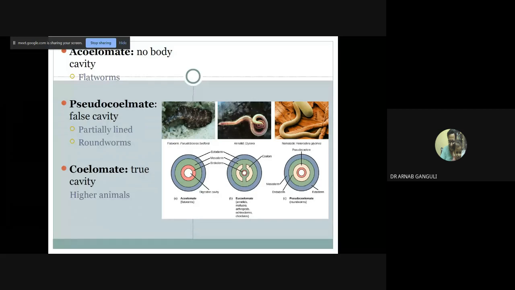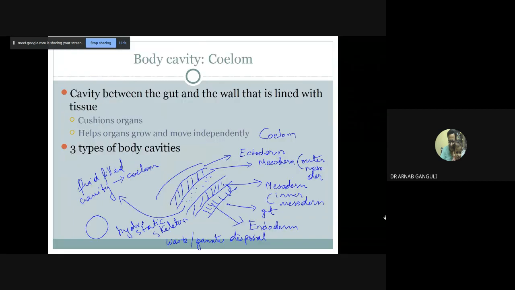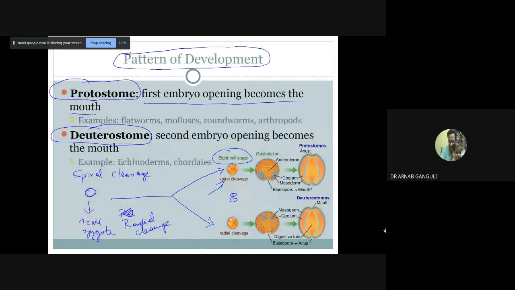So, acoelomates. I had forgotten to show you one thing. Who are the protostomes? They are the flatworms of the platyhelminthes, mollusks, annelids, roundworms, arthropods. These are the protostomes. And from that, echinoderms and the higher chordates, they are all deuterostomes.